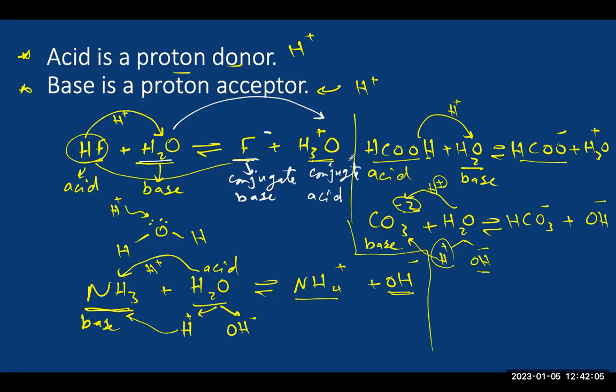So according to Bronsted Lowry, we have a conjugate pair for each equation. So for each equation, we have two pairs. The first one is the acid and the conjugate base. The second pair will be a base and a conjugate acid.